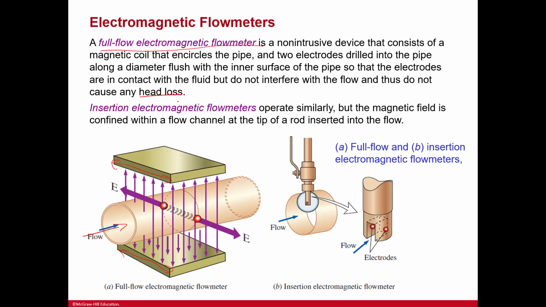Insertion electromagnetic flow meters operate similarly, but the magnetic field is confined within a flow channel at the tip of the rod and is inserted into the flow. So this is if you do insert it. A here is a full flow electromagnetic flow meter, and B is one that is inserted.